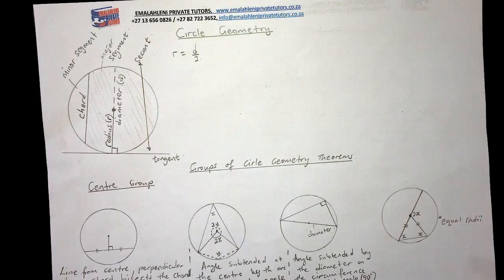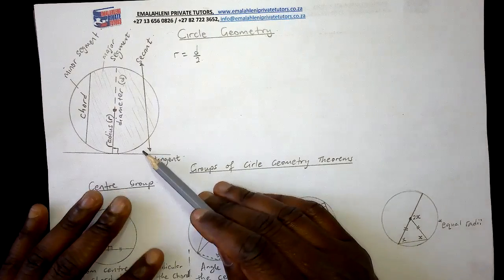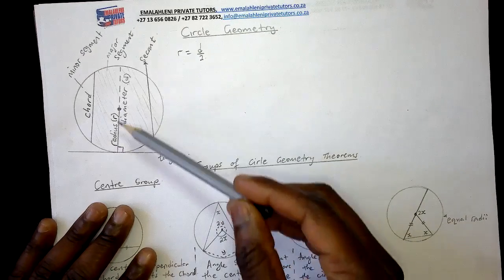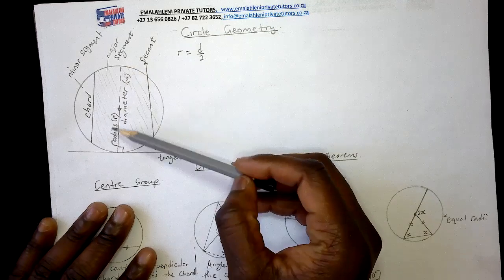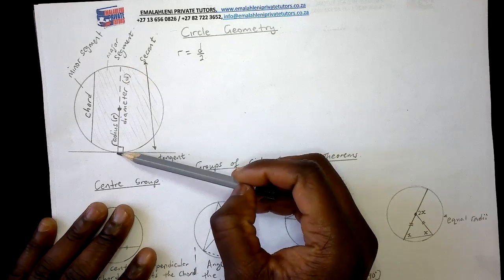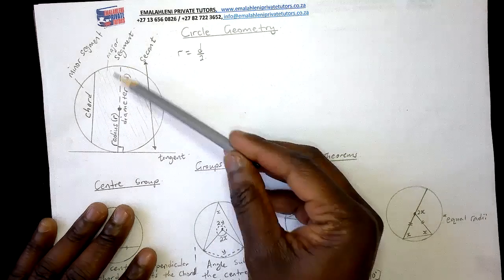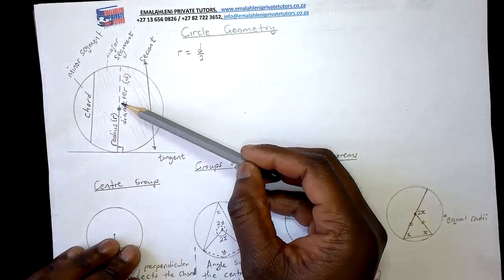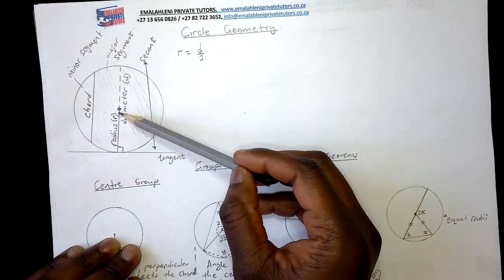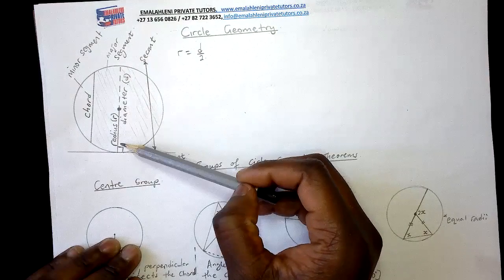Now, when you look at circle geometry, we need to understand the circle itself. The line that passes through the center and touches both sides of the circle is what we call a diameter. So this is a diameter from this point here until this point. It has to pass through the center for it to be a diameter. Then half of that diameter, we call it a radius.